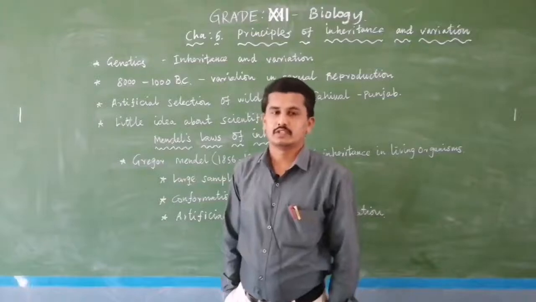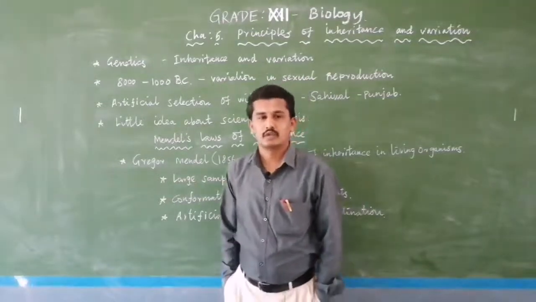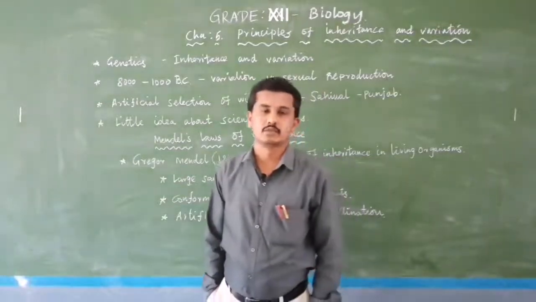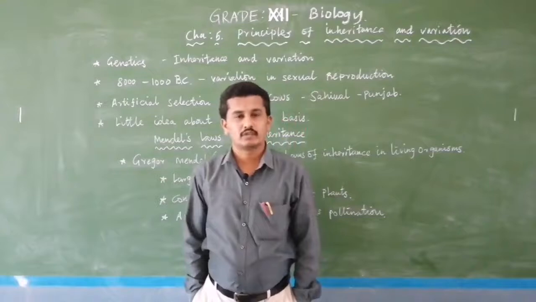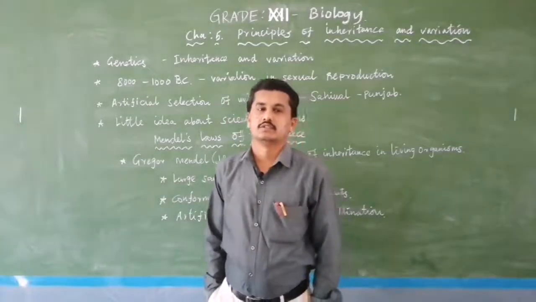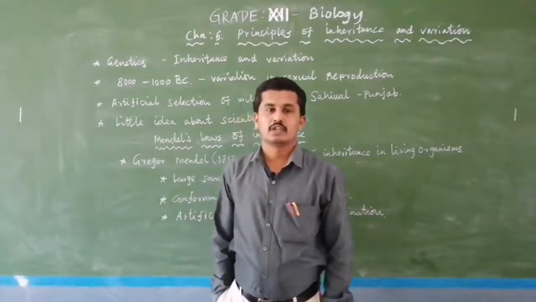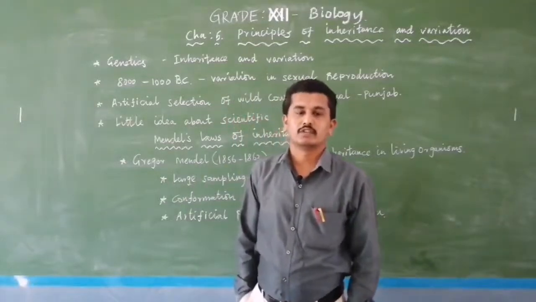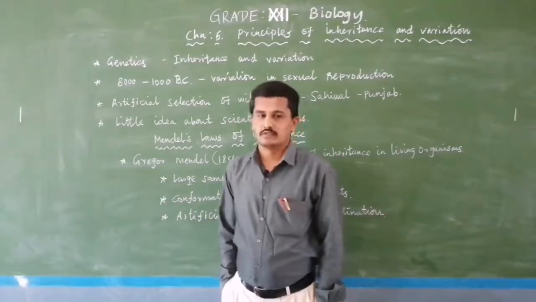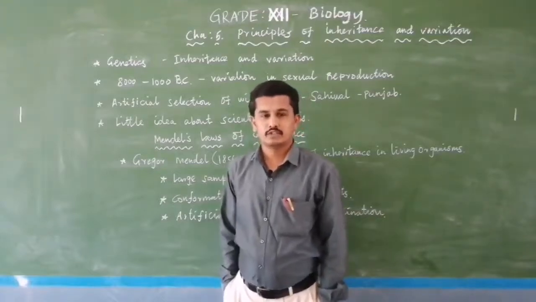Then the second unit, normally called unit number 7. Why unit number 7? Because the 11th and 12th biology book is a combined book. The first 5 units are in 11th standard and the next 5 units are in 12th standard. So in 12th standard it is unit number 2, but in your NCERT it is unit number 7. The first 5 units are in 11th standard, the 6th unit we finished, and now we are moving to the 7th unit.